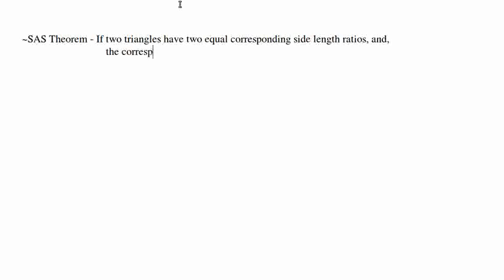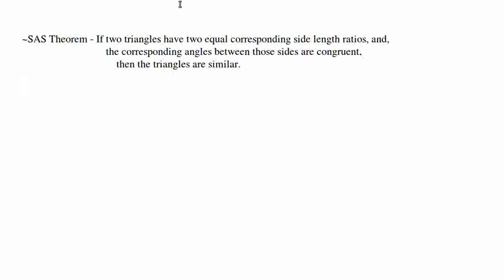All right, so if two triangles have two equal corresponding side length ratios, and the corresponding angles between those sides are congruent, then the triangles are similar.